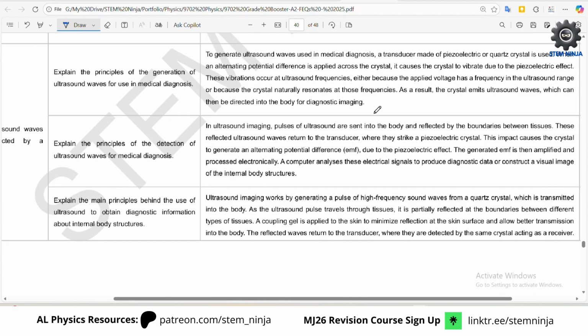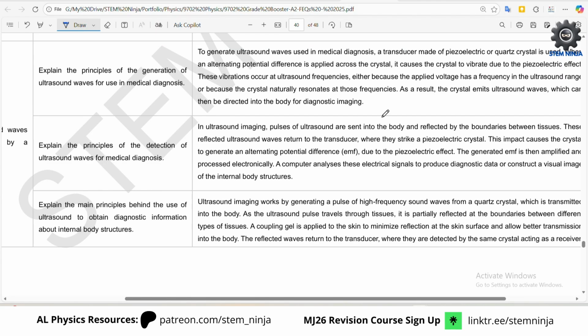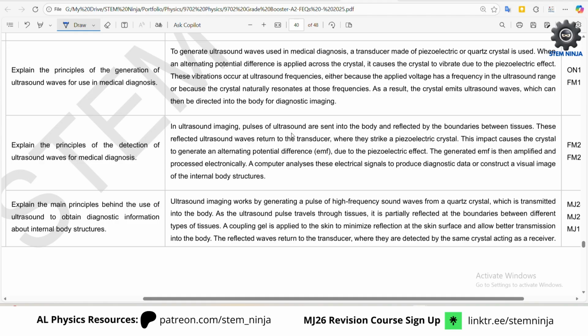So you see over here the detection of ultrasound waves. In ultrasound imaging, pulses of ultrasound are sent into the body and reflected by the boundaries between tissues. These reflected ultrasound waves return to the transducer when they strike a piezoelectric crystal. This impact causes the crystal to generate an alternating potential difference due to the piezoelectric effect. The generated EMF is then amplified and processed electronically. Okay, we don't have to answer about the imaging. I just added this sentence to finish this off for medical diagnosis. That's what we simply have to write.